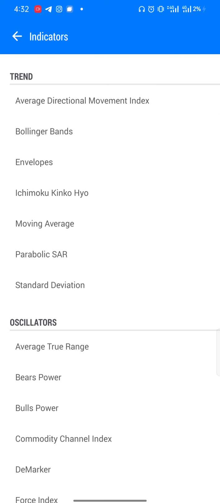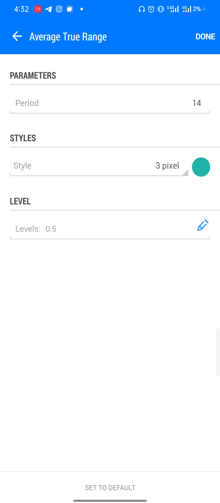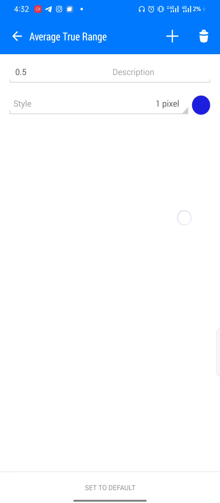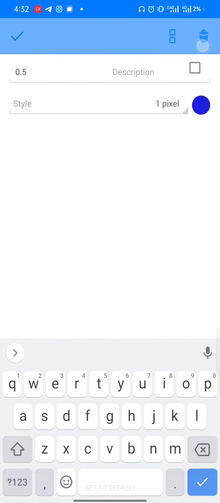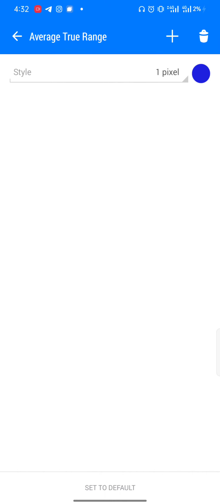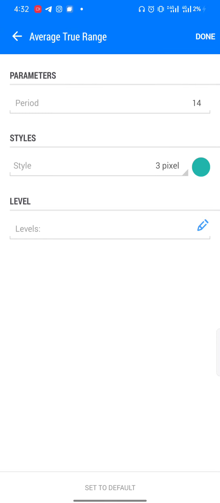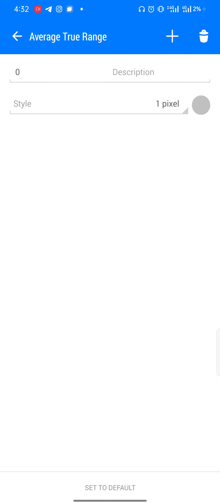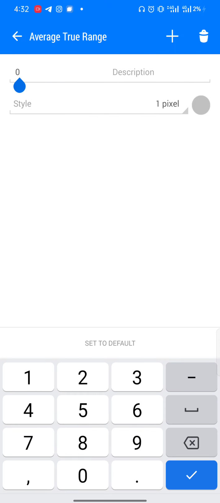So we just need a moving average for this strategy. First indicator, let's take the average true range. Please follow my steps, guys. First indicator, the average true range, period 14. The style 3 pixel. You can take any color, just like mine is green. Then the levels, let me delete the levels on mine. So you see the way I do it: average true range, I click on levels, you click on the add button, set it on 0.5 for the levels.